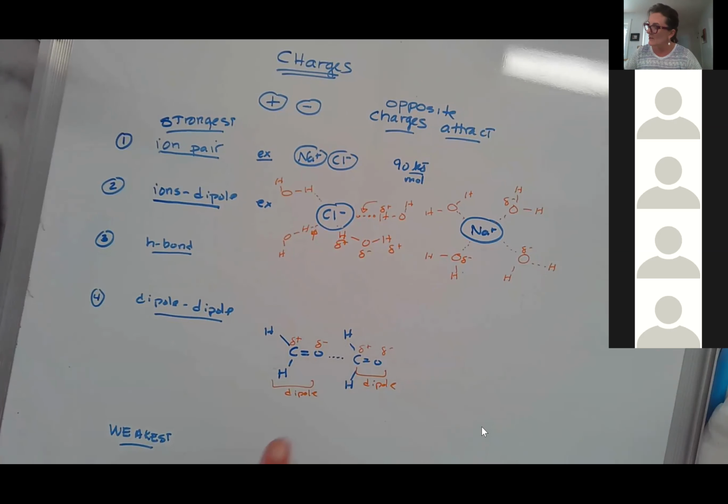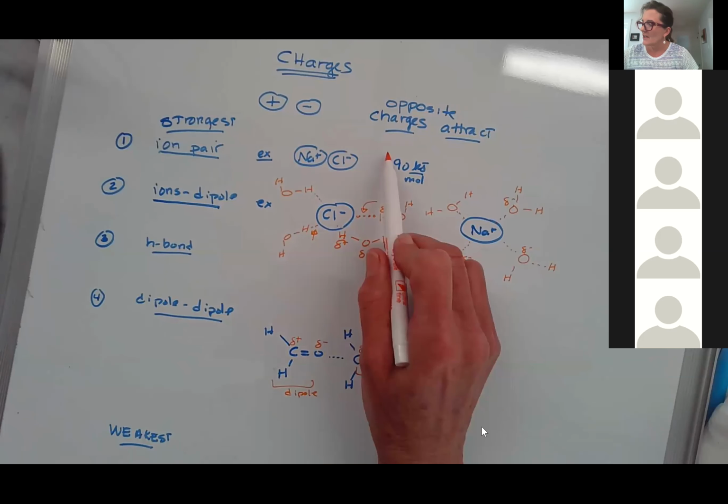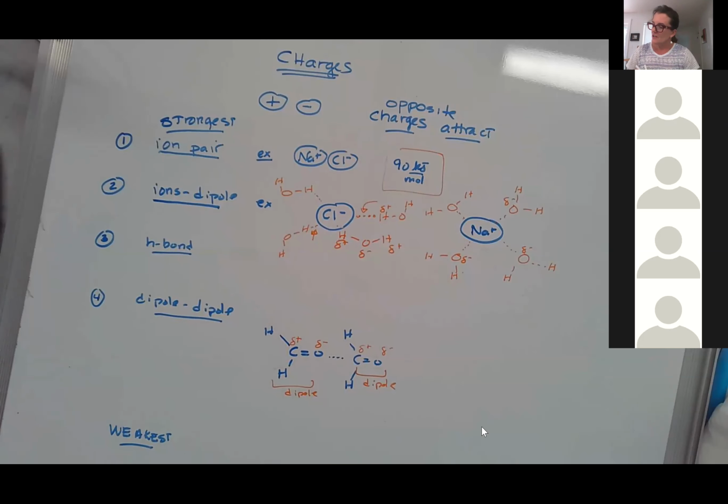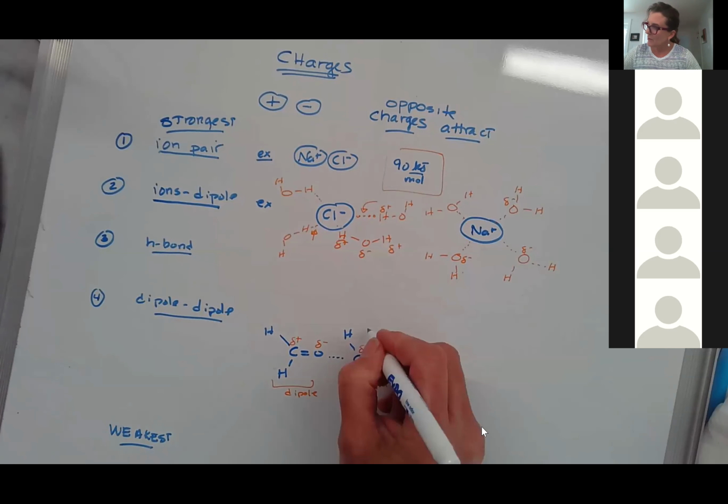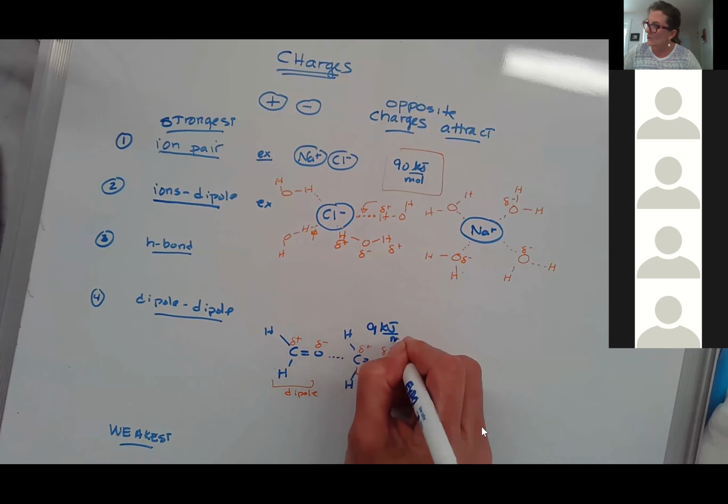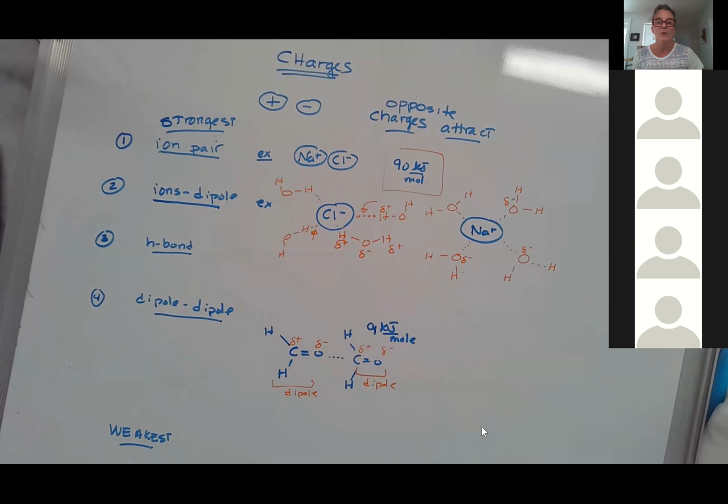Still positive to negative, but because it's not a full positive charge and it's not a full negative charge, it's weaker than this 90 kilojoules per mole. The interaction for a regular dipole-dipole interaction is about 9 kilojoules per mole. So it's actually 1/10 the strength of the ion pair.